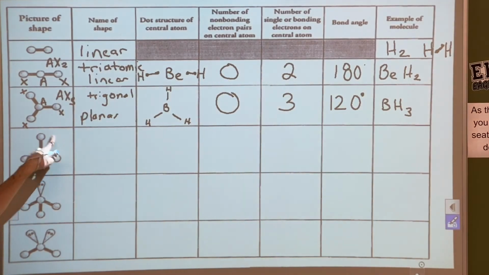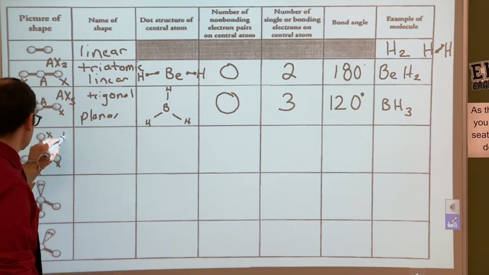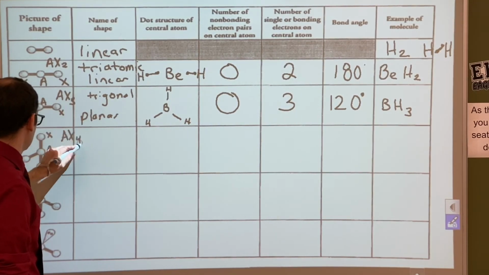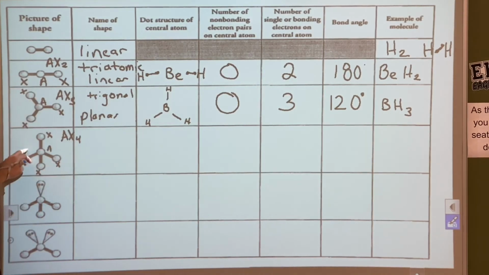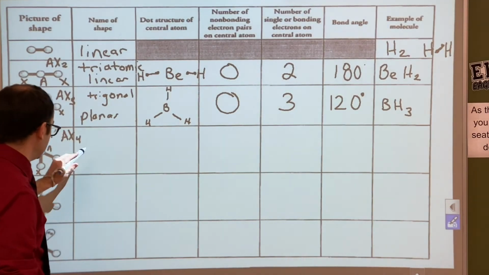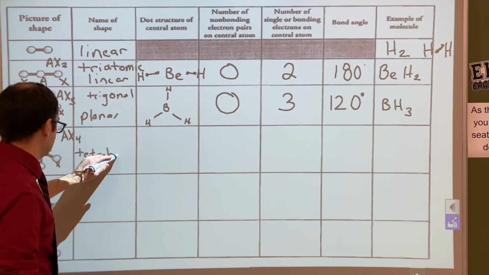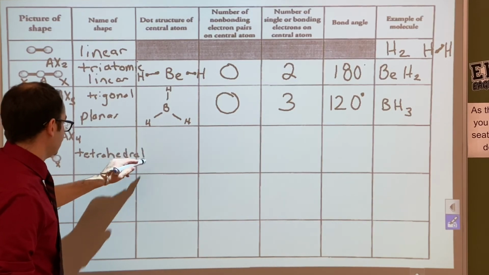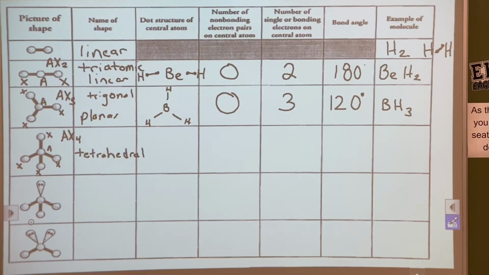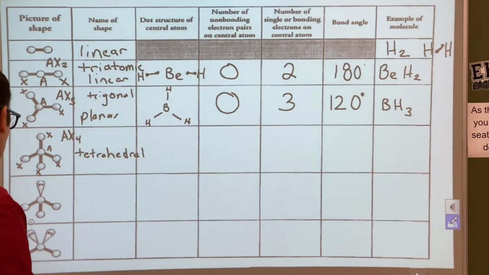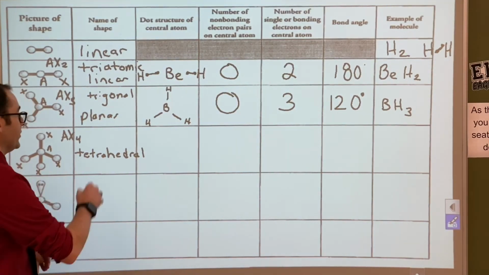Does this have an A? Yep, how many X's? Good. So this one we're gonna call AX4. All right, and the name, there's 4 external here. We use the same kind of thing from nomenclature, so we're gonna use the word tetra in here. So it'll be tetrahedral. All right, tetrahedral. All right, tetra for 4. And then we need to draw it.